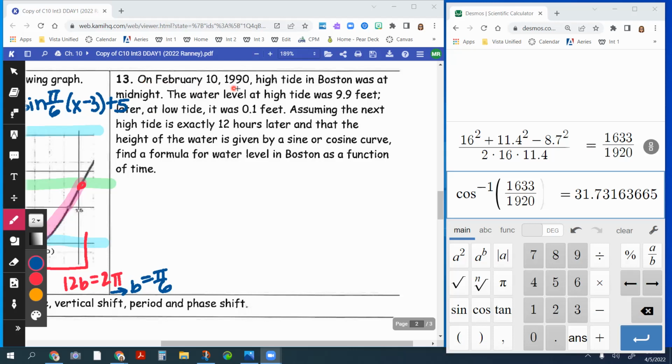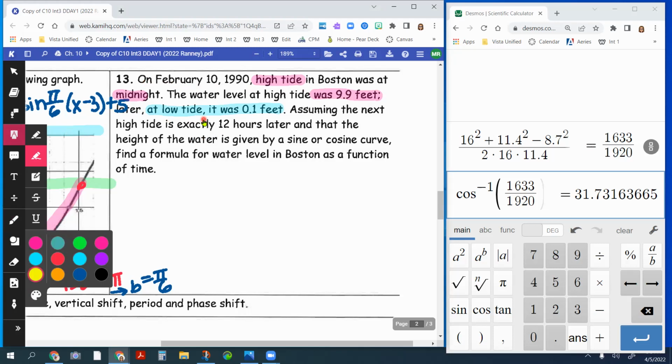On February 10th, 1990, high tide in Boston was at midnight. Okay, so let me highlight that. So high tide was at midnight. The water level at high tide was 9.9 feet. Later at low tide, it was at 0.1 feet. Assuming the next high tide is exactly 12 hours later, and that the height of the water is given by a sine or cosine curve, find a formula for the water level in Boston as a function of time.